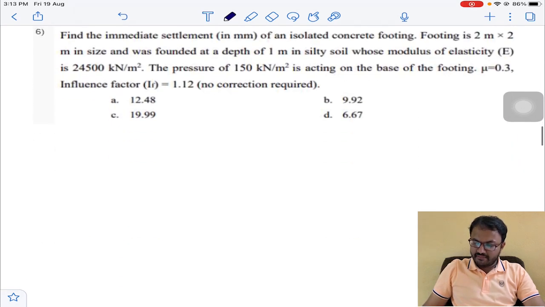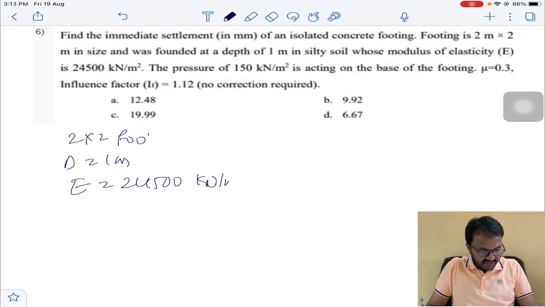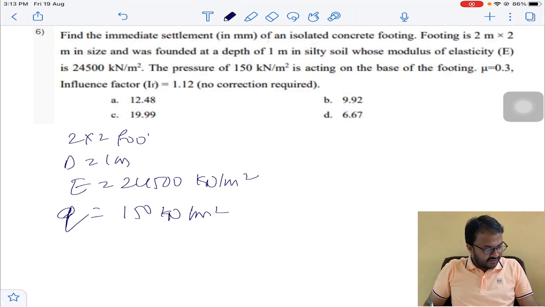Next, find the immediate settlement for an isolated concrete footing. So he has given the data: 2 by 2 footing, depth equal to 1 meter, modulus of elasticity equal to 24500 kilonewton per meter square, and pressure P equal to 150 kilonewton per meter square, that is the bearing capacity. Then generally I will take it as a cube, and mu is equal to 0.13.